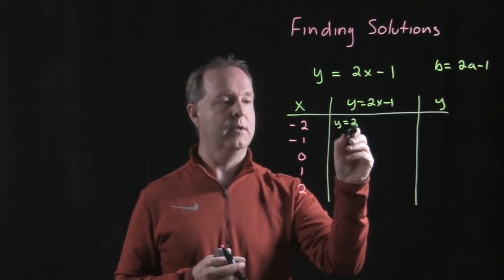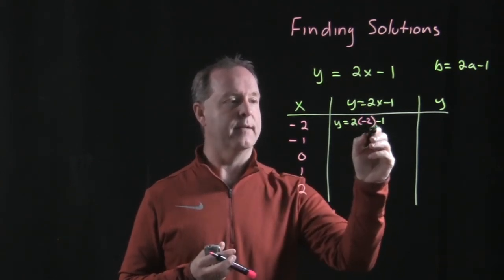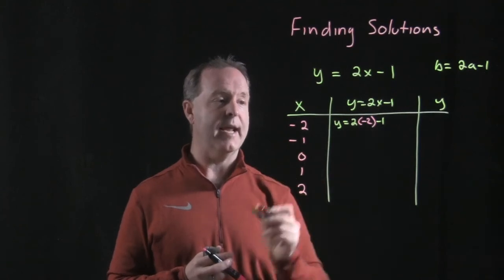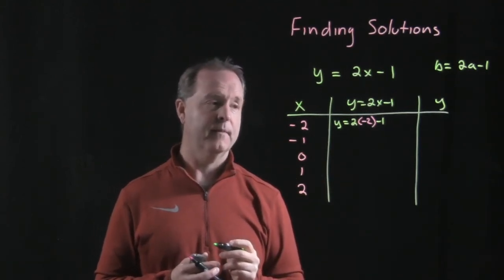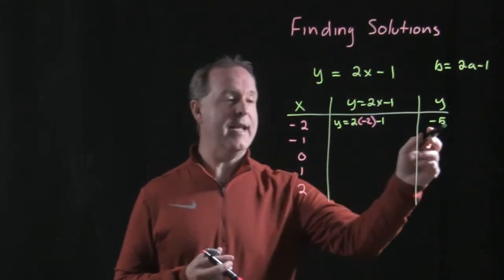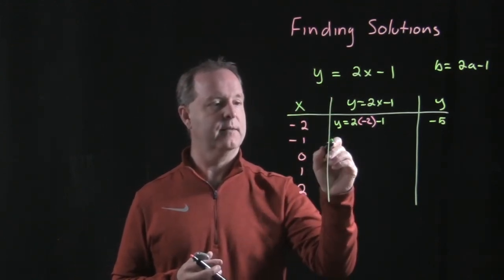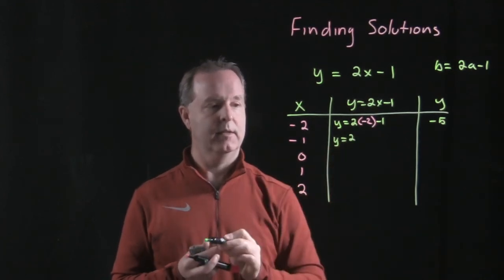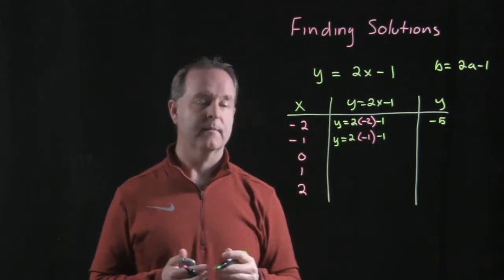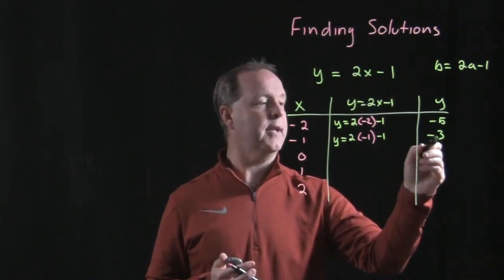Y equals 2 times the x, which is a -2, minus 1. And what does y become if I work that out? 2 times a -2 is a -4. -4 minus 1 is a -5. So a -5 matches up with a -2. Now just repeat the process. Next value, y equals 2 times a -1 minus 1. If I solve that one, -2 minus 1 is a -3.